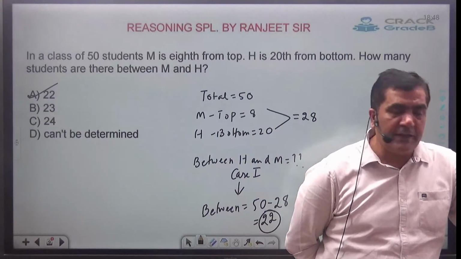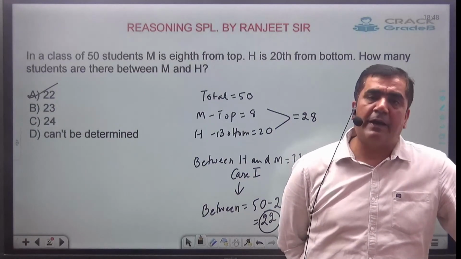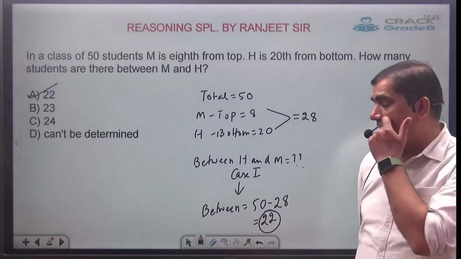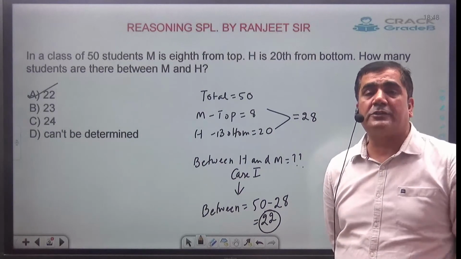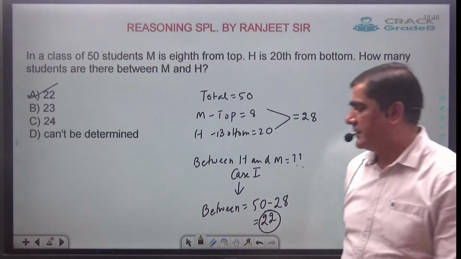See, if case 1 is there, simply subtract highest minus lowest. In case 2, highest minus lowest minus 2. Clear? Greatest minus smallest minus 2 in case of case number 2. Always, always, always.